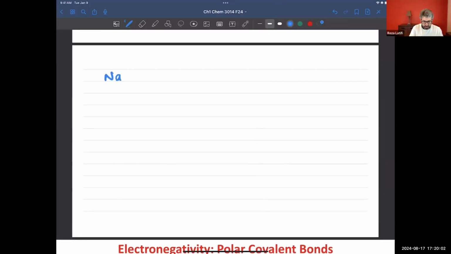Now, what will happen if they are in different periods in the group? Let's say you are dealing with sodium, next lithium, and let's say fluorine. Sodium has 11 protons, lithium has 3, and fluorine has 9. Sodium belongs to the third layer, lithium belongs to the second layer, and fluorine belongs to the second layer. Again, to the right side of the periodic table, electronegativity increases, and down in any group, electronegativity decreases.